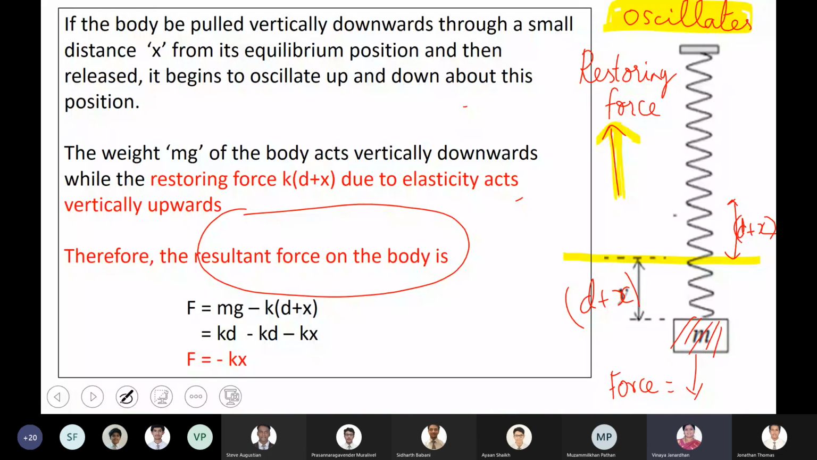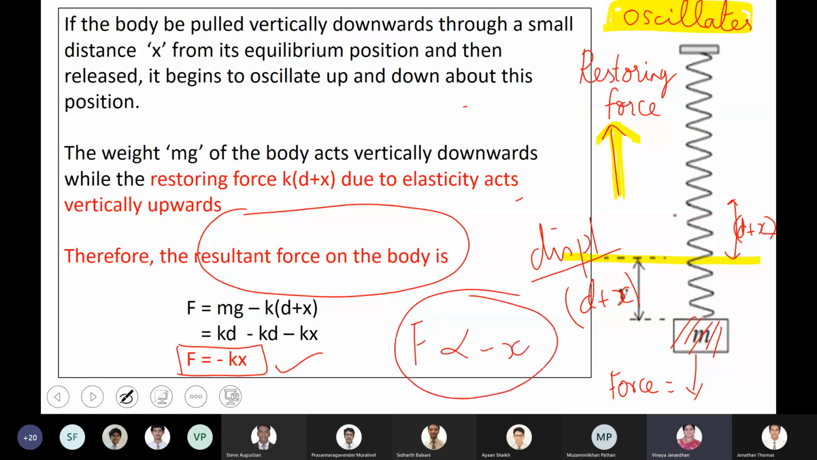The body will only oscillate when the downward force is slightly greater than the restoring force. So what is the displacement here? The total displacement is d plus x. That's why you have a negative sign taken into consideration. Now the restoring force F becomes equal to minus k into x. If your restoring force is directly proportional to the negative of the displacement, then all such oscillations, we term as simple harmonic motion oscillations.